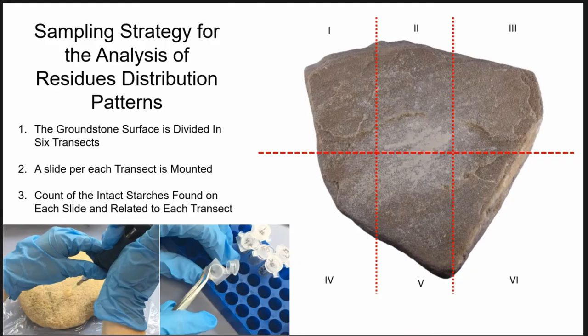Another part of our methodology involves the spatial analysis of residues. To do this, we divided the surface of the groundstone into 6 transects. We sample each transect, and a single glass slide is mounted for each transect, and then we count the intact starches found in each slide, corresponding to each transect. We focus on intact starches because these are the ones which give us more information regarding the species of plant that we are looking at. So for now, we're focused on these ones.